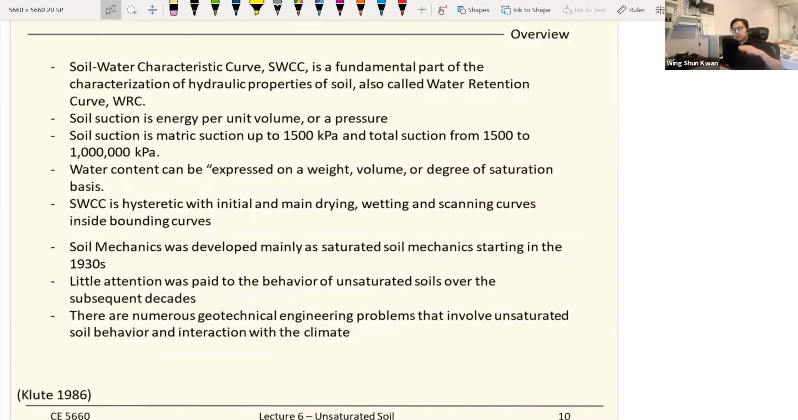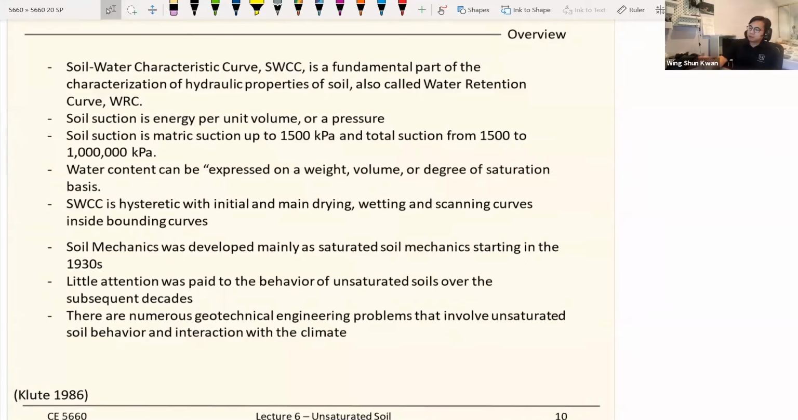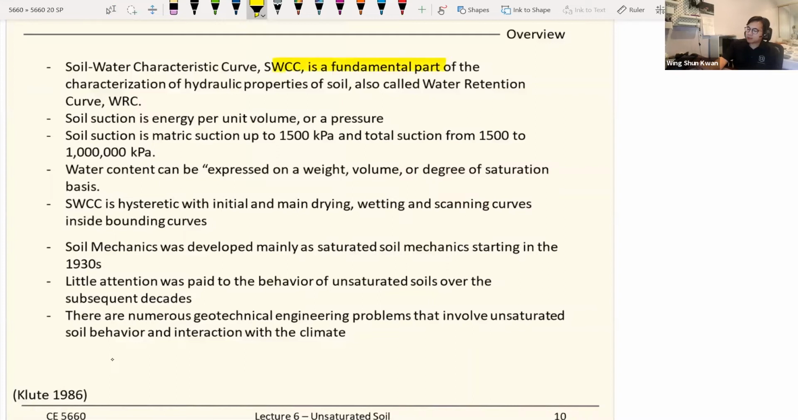But anyways, in unsaturated soil mechanics, the soil water characteristic curve is the fundamental part to characterize the hydraulic properties of soils. Some textbooks and some practice call it SWCC, but in other parts of the world they may call it something else. Many people call it a water retention curve too. And soil suction, in fact, is energy per unit volume, and it's a pressure, so it's measured in kilopascals or psf.